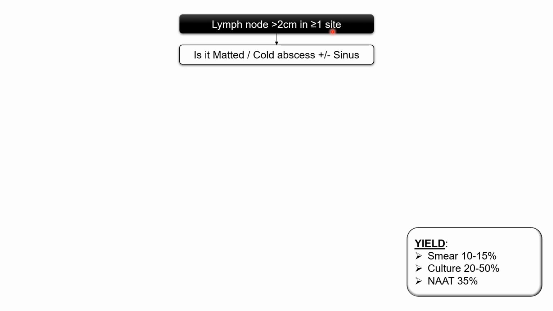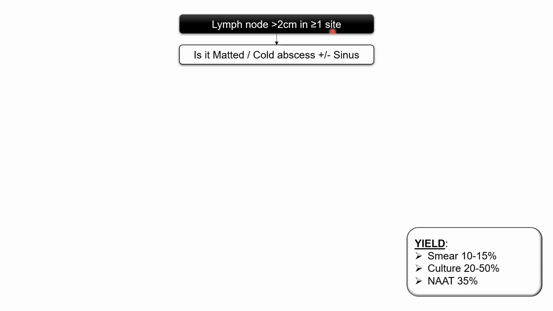Cold abscess means there will be signs of fluctuation. There will be signs as if the pus is present inside the lymph node, but there will not be any signs of inflammation. There will not be any overlying skin erythema or overlying increase in temperature of the skin or tenderness. The signs of inflammation will be absent. That is called cold abscess. Sinus means there will be a drainage site and punctum, so sinus.